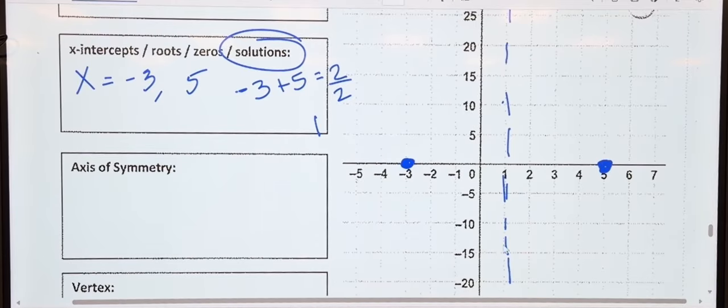How far is my axis of symmetry from my first intercept? 1, 2, 3, 4 units. Y'all see that? Yes. How far is it from the other one? 1, 2, 3, 4 units. So is it in the center? Yes. So my equation for this line is going to be x equals 1.